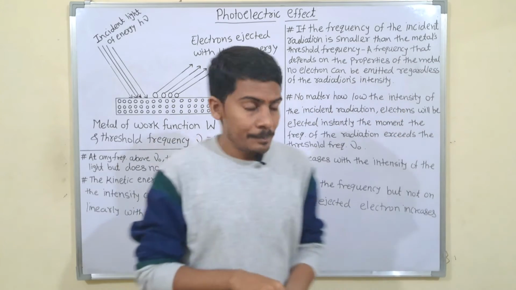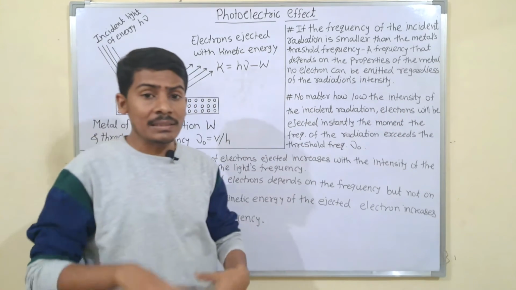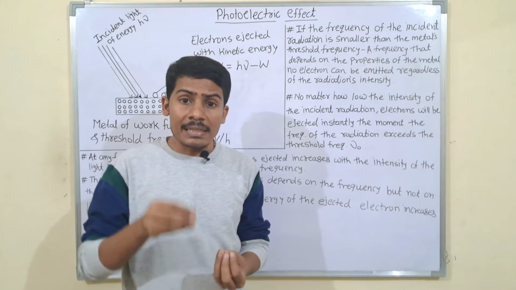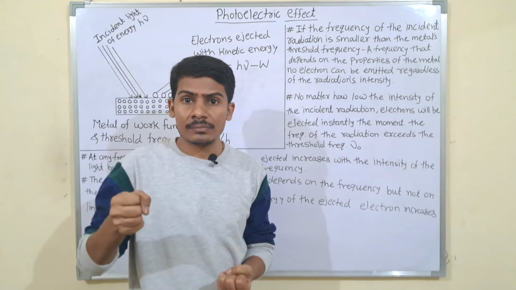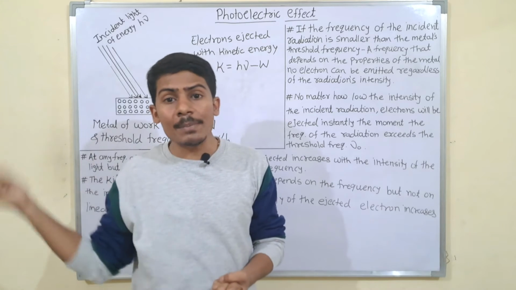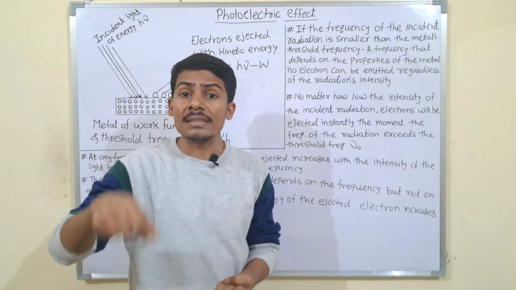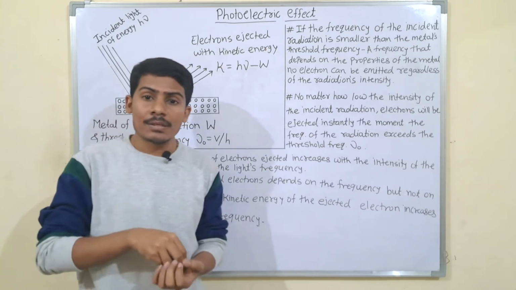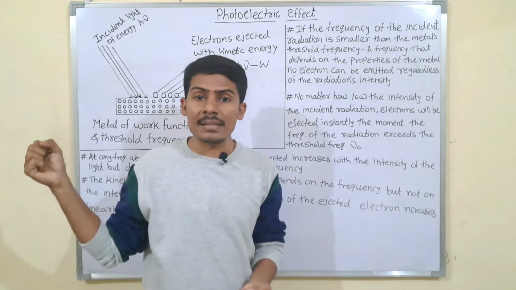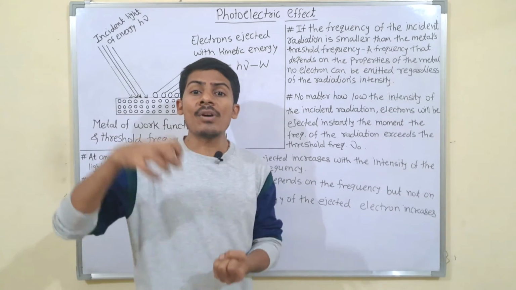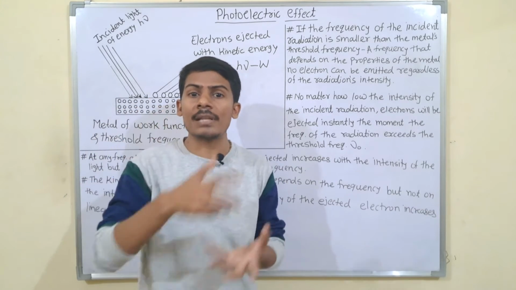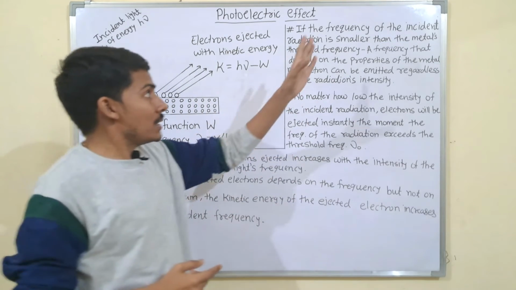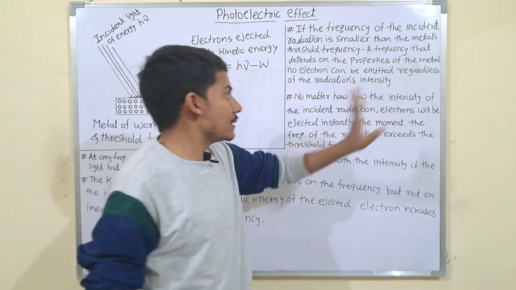Because intensity is also important: the number of electrons ejected from the metal depends on the intensity of light. If you increase the intensity of light, the number of electrons ejected from that material increases. Now we will see this frequency and this intensity.